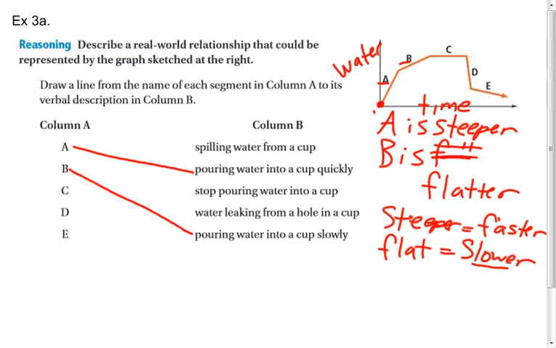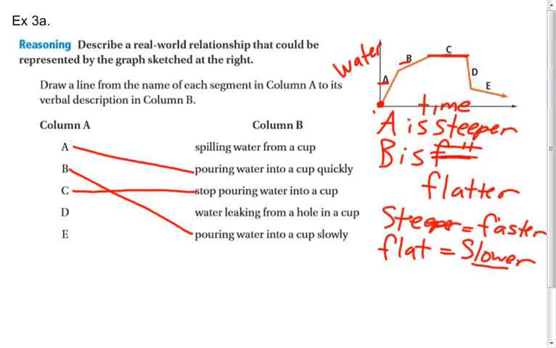Letter C, if this is the amount of water that I've got in my cup, if water is going up and down, is that going up and down at all? No, it's not. So that means that the amount of water in my cup is staying the same. Okay? Well, that's probably going to be this one right here. I've stopped pouring water into a cup. My cup has all the water in it that it's going to have.